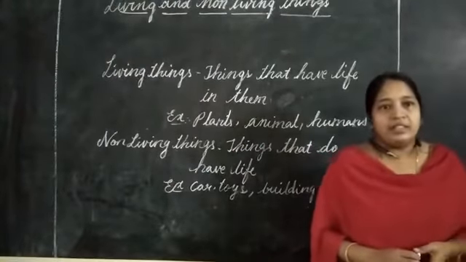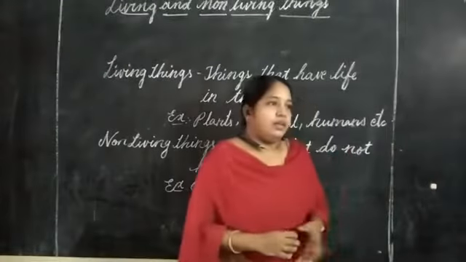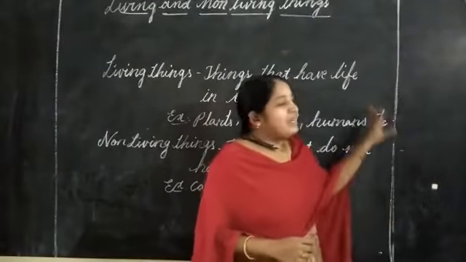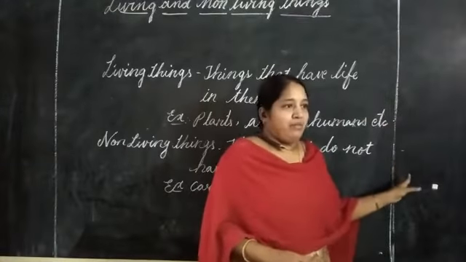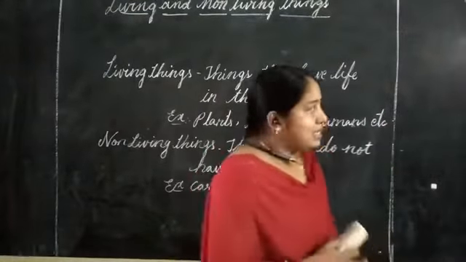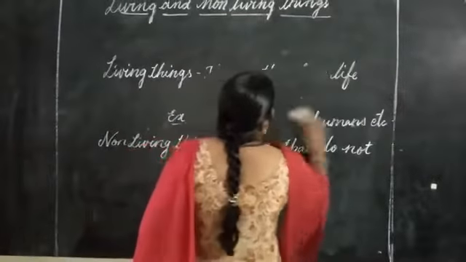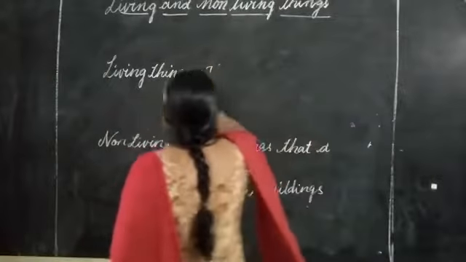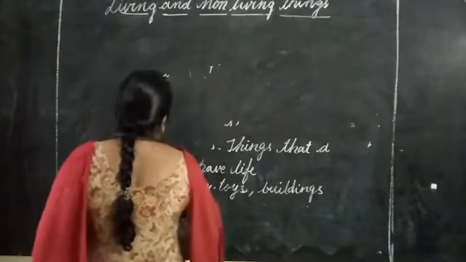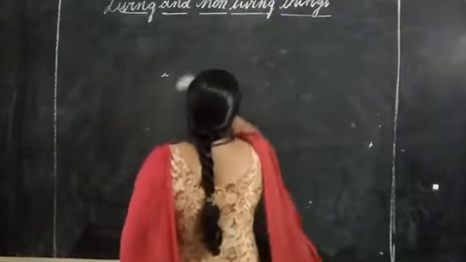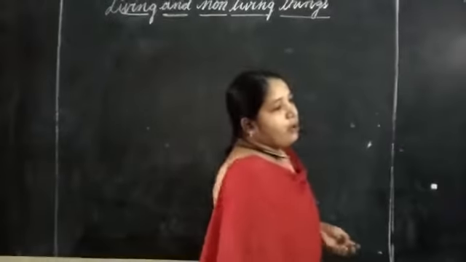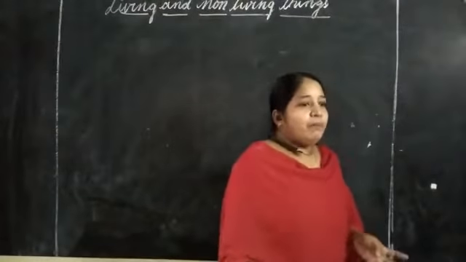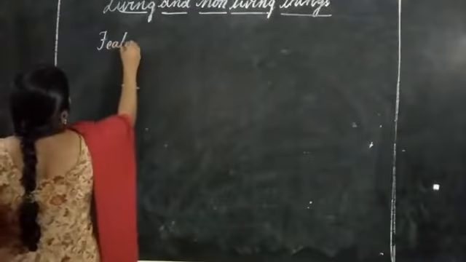How can you say whether a thing has life or not? Living things have so many features that non-living things cannot have. What are the features? I will write them one by one on the board. So these are the features which a living thing can perform but a non-living thing cannot perform.